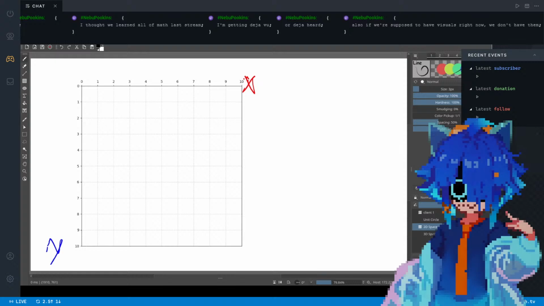And then in 3D space, we also have the z-axis. The last one of relevance is the w-axis. Why it goes x, y, z, w? AI has no idea.